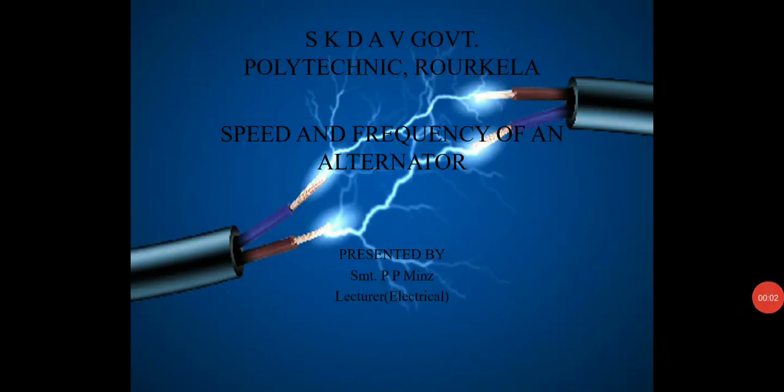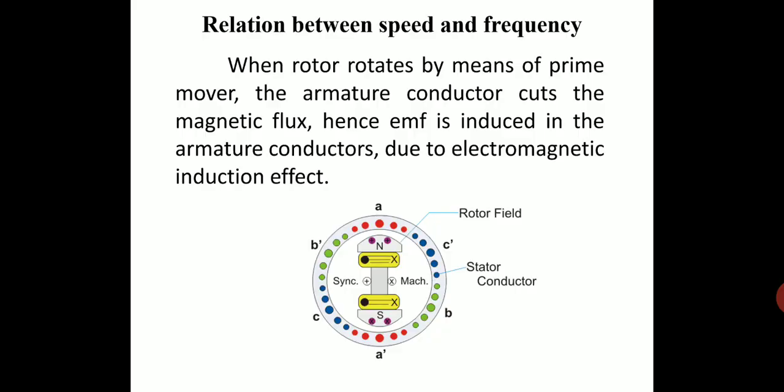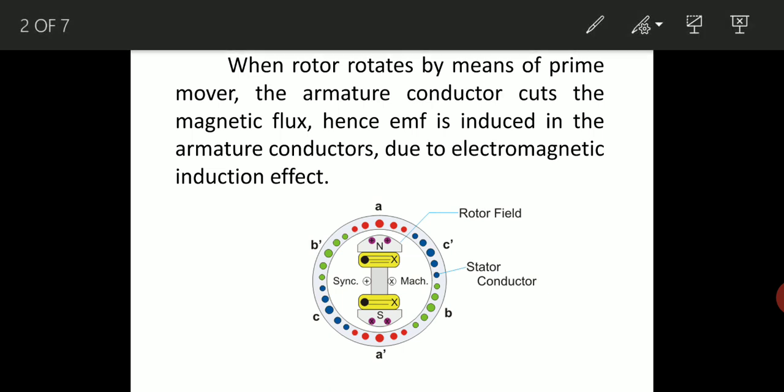Hello students, today we discuss what is the relationship between speed and frequency in an alternator. You know that in an alternator, the rotor rotates by means of a prime mover, for which the armature conductor cuts the magnetic flux and hence EMF is induced in the armature conductor, which is given by Faraday's law of electromagnetic induction.